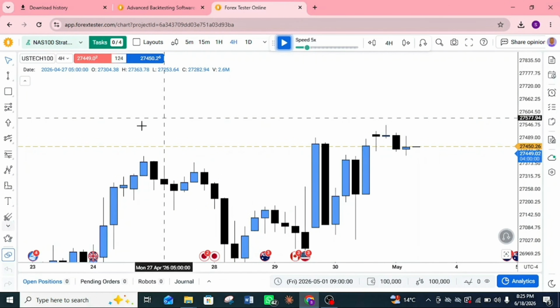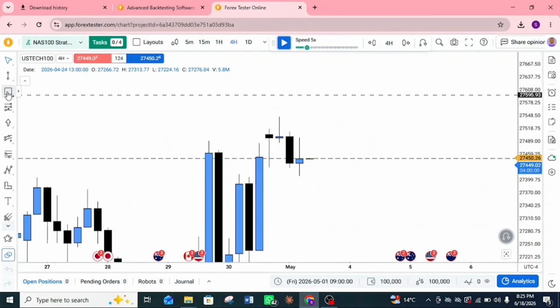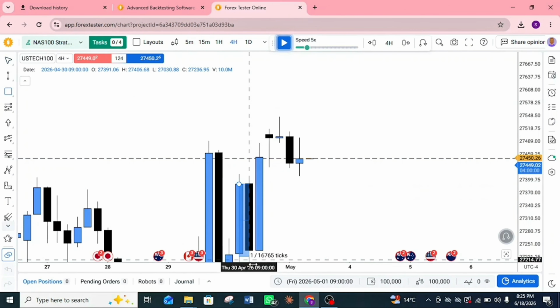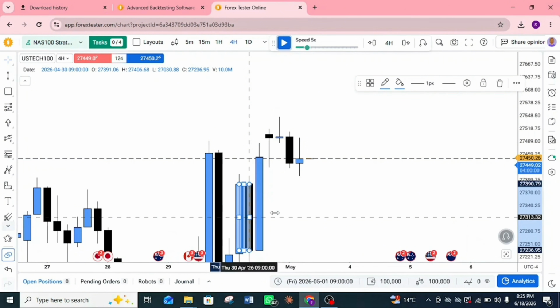So here it's 9 and we have price here. We have this order block here, which we anticipate for price to go to and then reject.